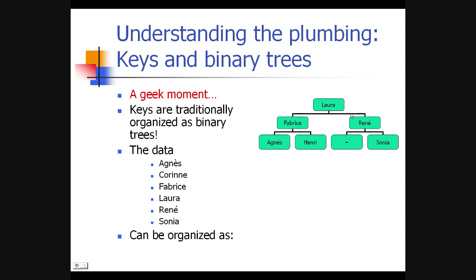René is after Laura in alphabetical order. It goes on the right. Nothing there. We can store it. And then we have Sonia, that is after Laura, after René, and therefore goes there. And here we have an empty spot ready to accept any value that would match these very simple rules. That's how a binary tree is organized. And of course, you can manage this kind of thing in memory anytime you want. But that's the way the index file in a database is generally organized.